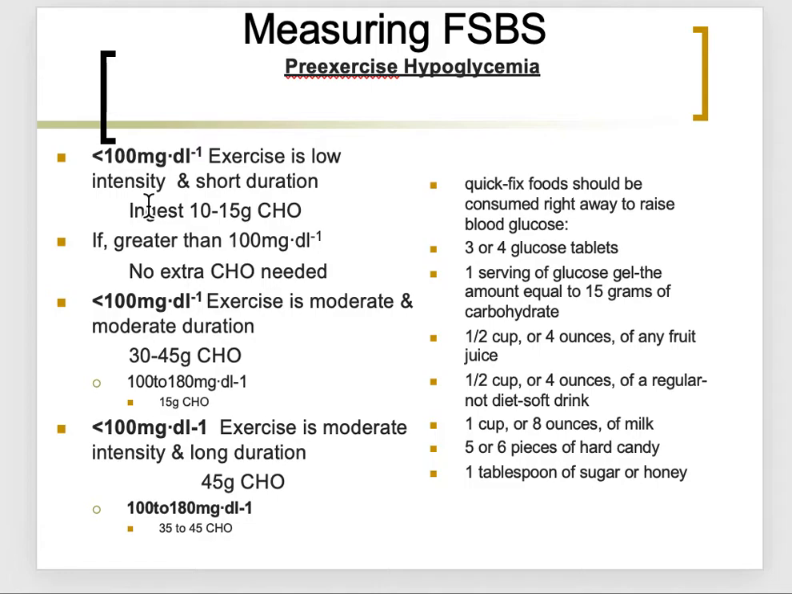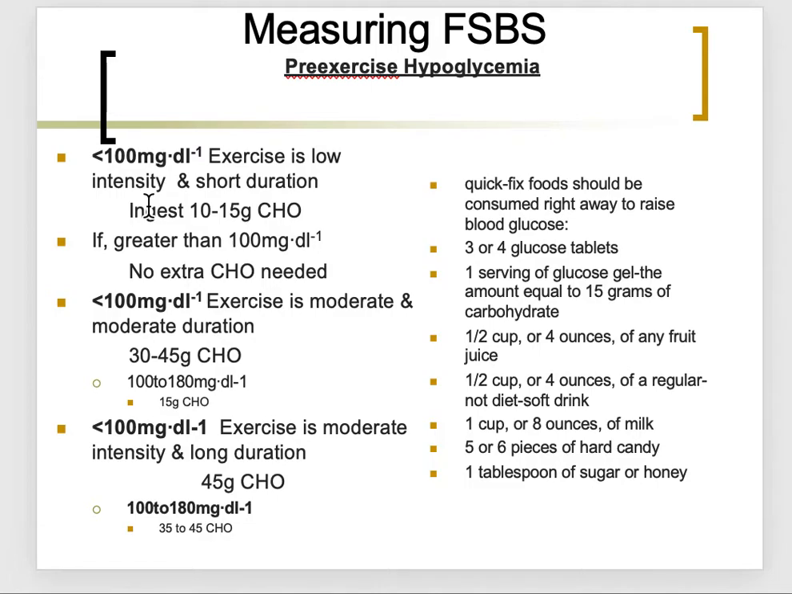They're fine. But less than 100, and they're going to do more moderate intensity, we're going to up the glucose intake. So about 30 to 45 grams of a carbohydrate. If it's less than 100 and the exercise is moderate intensity, long duration, eat a little bit more. So these are all the things you would learn if you sat for the diabetes education certification, the diabetes educator. When you're looking at carbohydrates, quick foods are something you can consume right away.